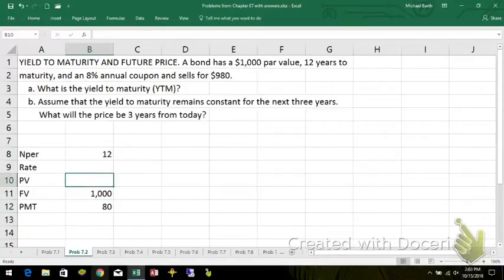We're given that the bond sells for $980, so that's the price. You'd have to take $980 out of your pocket, and in exchange you'll get $80 a year for 12 years and then get $1,000 back. All right, the yield to maturity is the interest rate that causes the present value of $80 a year for 12 years and the present value of $1,000 to be received 12 years from now, the present value of those cash flows, to be equal to $980. All right, so we're solving for rate.